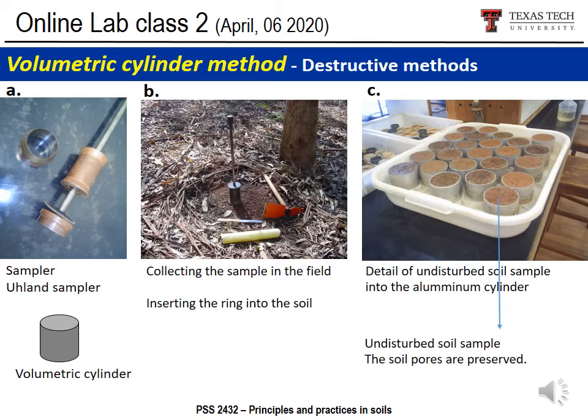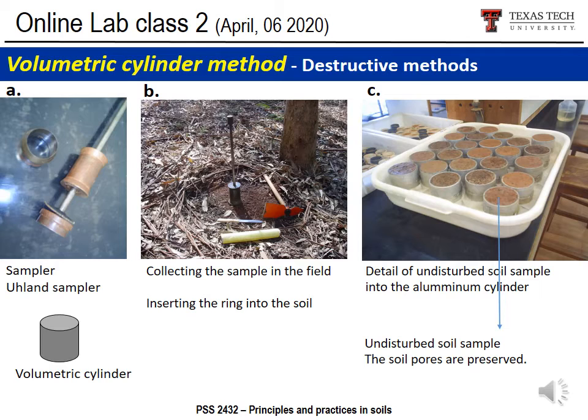Okay, here you can see some pictures of the volumetric cylinder method, and basically I need a volumetric cylinder, maybe an aluminum cylinder, for example 5 centimeters diameter and 5 centimeters high. And I need a sampler. As you can see in figure A, I can use a different cylinder size, but I need the proper sampler. Sometimes this sampler is known as Uhland sampler type, right?